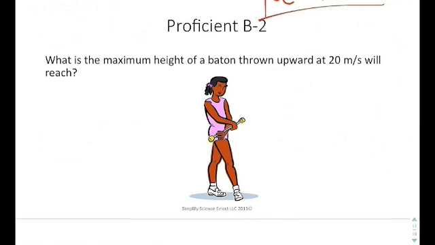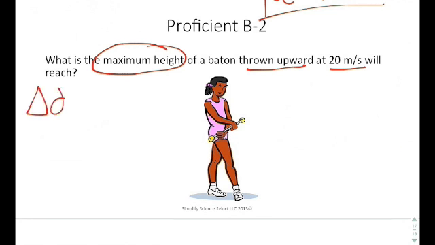And the next question says, what is the maximum height of a baton thrown upward at 20 meters per second that it will reach? So once again, I'm trying to find the maximum height. I know that it's thrown upward at 20 meters per second. So I can say, well, I'm trying to solve for height, and that's got to be displacement. I know I have an initial velocity of 20 meters per second, and that looks like it's about it.